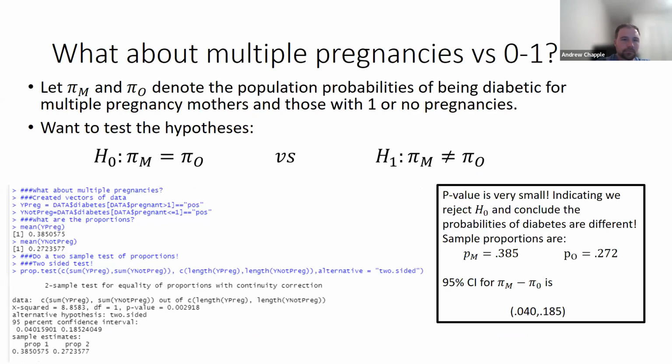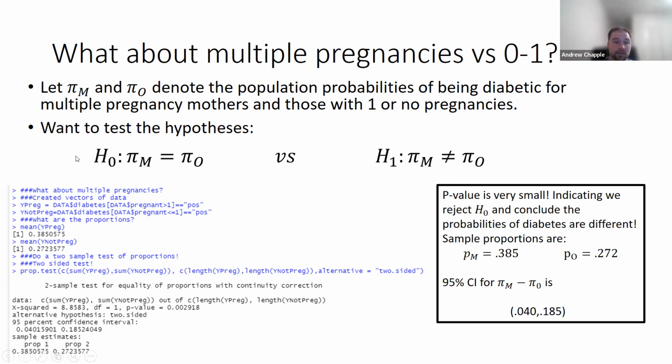What about multiple pregnancies, 2 or more, versus 0 to 1? So here, if you have 2 or more pregnancies, are you going to be more likely to have diabetes than if you have 0 to 1 pregnancies? Let pi m and pi o denote these population probabilities for being diabetic for multiple pregnancies versus those with 1 or no pregnancies. I want to test the null hypothesis, pi m equals pi o, versus the alternative, pi m not equal to pi o. This is a two-sided hypothesis test.